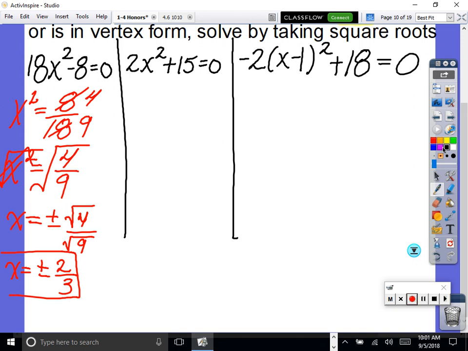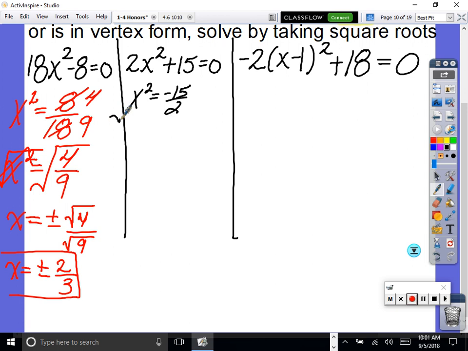They're not always going to come out that pretty. Here we go. So what should I do first? Subtract 15, then divide by 2, so I have this. X squared is equal to negative 15 over 2. Does that simplify? No. So we got to just keep going then.